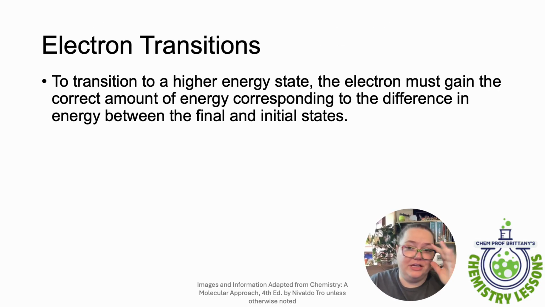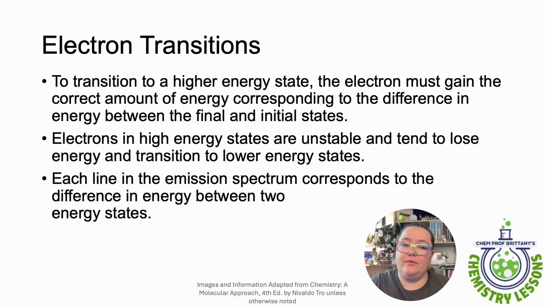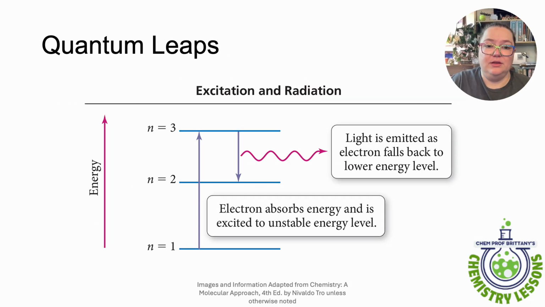So let's talk about those electron transitions. In order to transition to a higher state, the electron has to gain the right amount of energy that corresponds to the difference between where it starts and where it ends, right? Electrons in high energy states are really unstable, so they're going to lose that energy and end up back at the lower energy level. And so each line in the emission spectrum, which I referred to that video previously, I put a little card up there, but I'll put it in the description. But each line in that emission spectrum corresponds to the difference between those energy levels, right? And this is where the idea of quantum leaps come from.